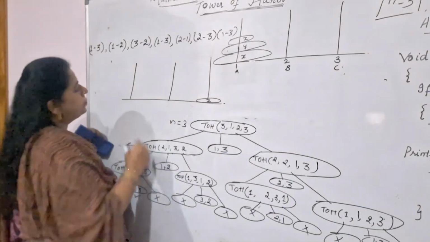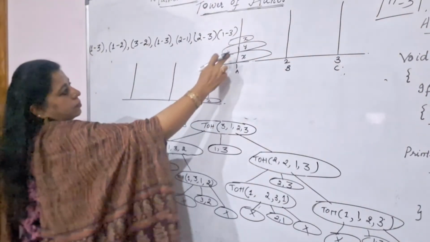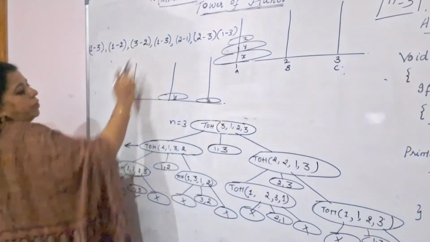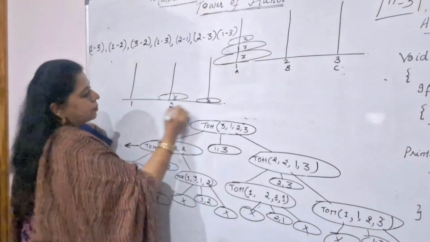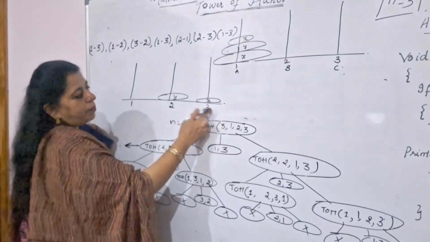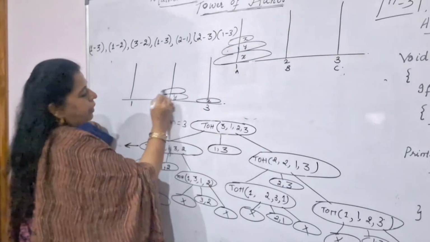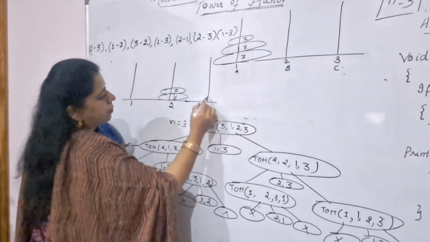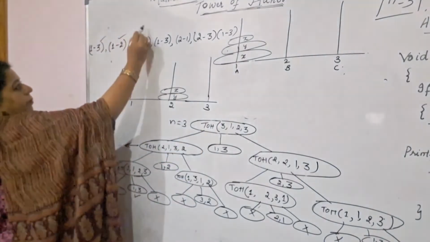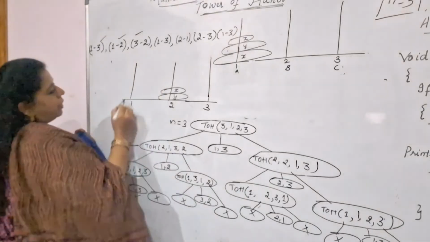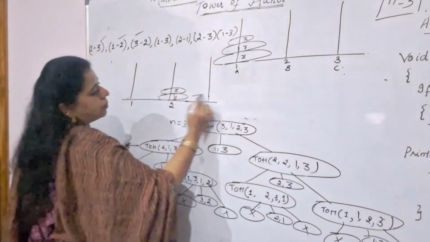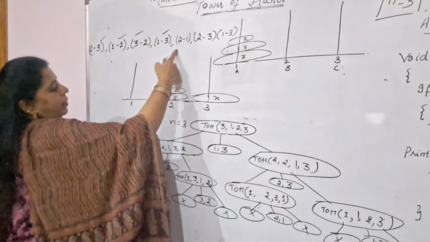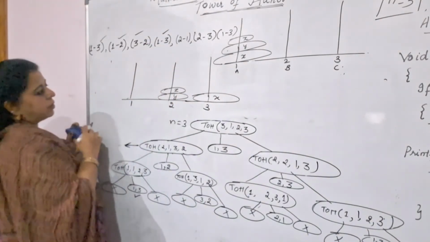1 to 2, this one will come over here. 3 to 2, what will happen? 3 to 2, this Z will come over here. So you have completed 3 moves. Then 1 to 3, this bigger disk X will come over here. Then 2 to 1, this topmost disk will come over here.